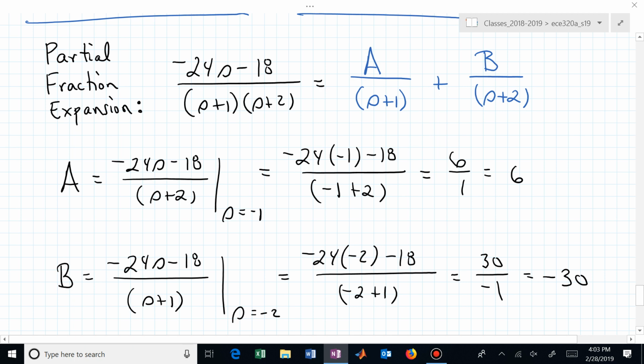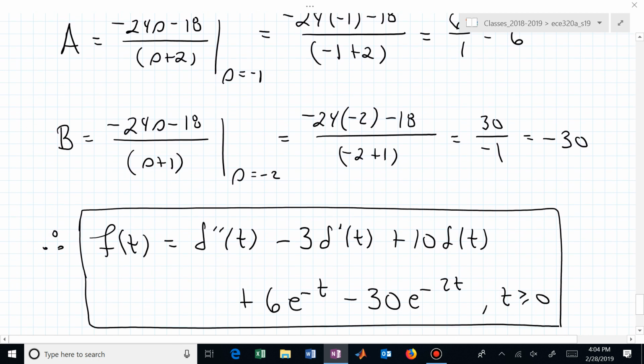Similar process for finding b. We cover up the factor underneath b on the left-hand side, and now we have -24s minus 18 over s plus 1, and evaluate it where that factor underneath b would evaluate to 0, or the value of s is equal to -2. Plugging in those values for s, we end up with b being -30. And now we're ready to go.